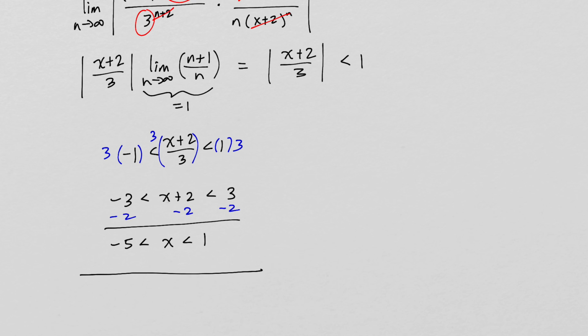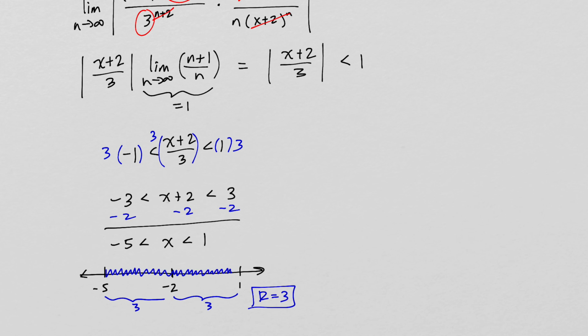If you draw this on a number line, here's negative 5, here's 1. What number is right in the middle between these two? Well, it's negative 2, right? It's 3 units this way and 3 units this way. So we can see the radius of convergence is 3. Now for the interval, don't forget, you still have to test your endpoints because we don't know what happens here and here. So to test those, we'll do those separately.